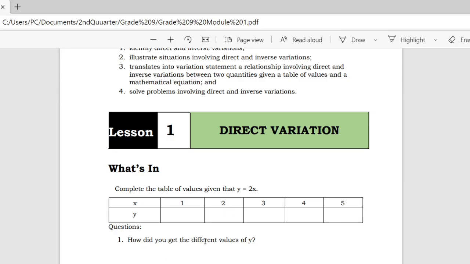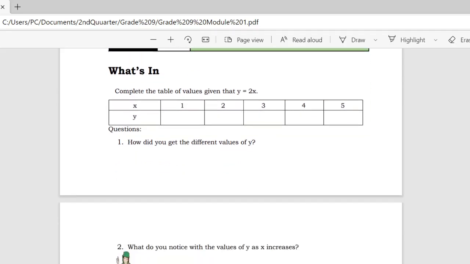So how did you get the different values of y? You just explain here how you got the values. Then what do you notice about the values of y as x increases? As x increases, we have 1, 2, 3, 4, 5, so that is increasing. What do you observe about the values of y as x increases? You have to base your answer on the table.